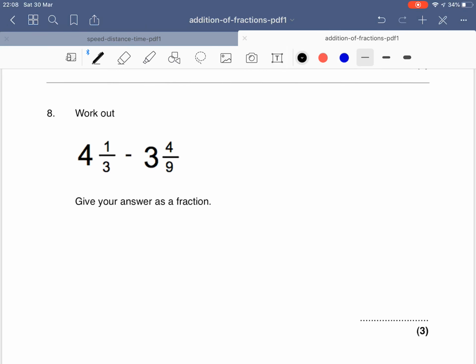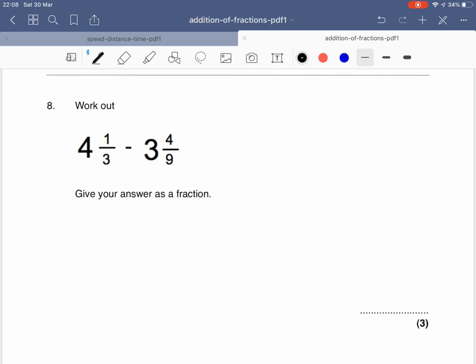Okay, so we've got 4/3 take away 3/4 take away 4/9. Give your answer as a fraction. So for this one, we can do 4 take away 3, which is 1. Then we've got 1/3 take away 4/9.